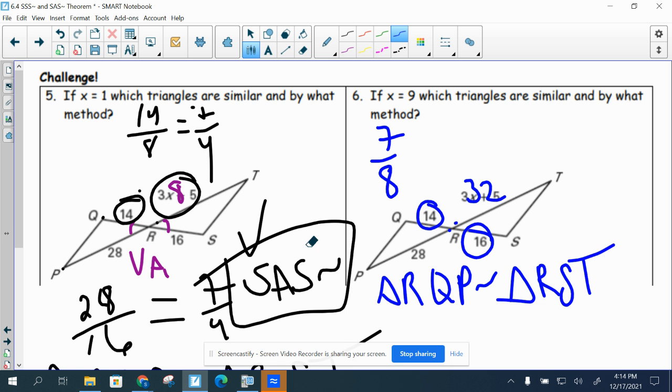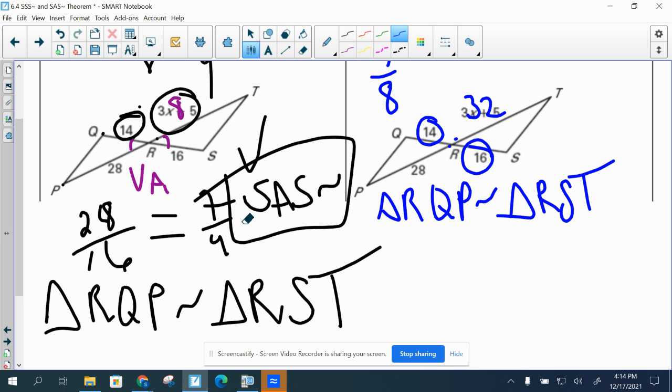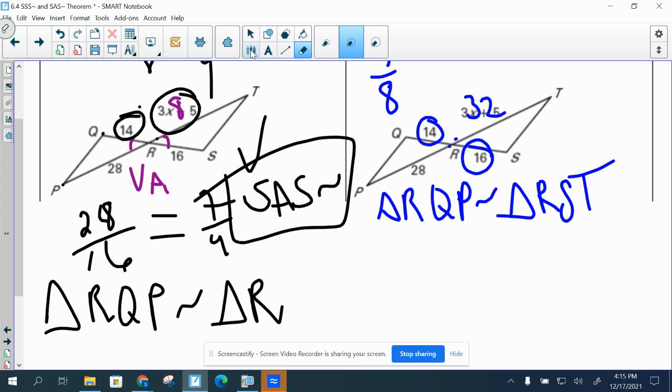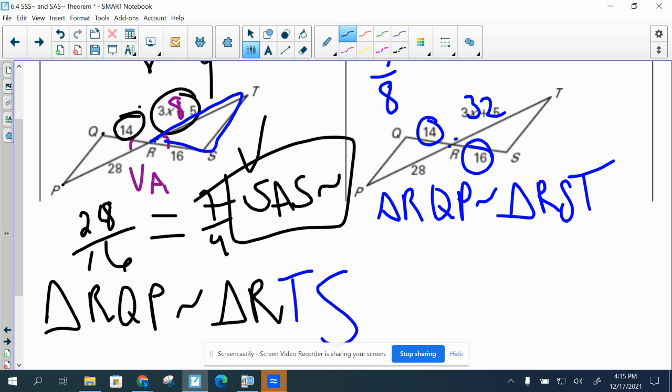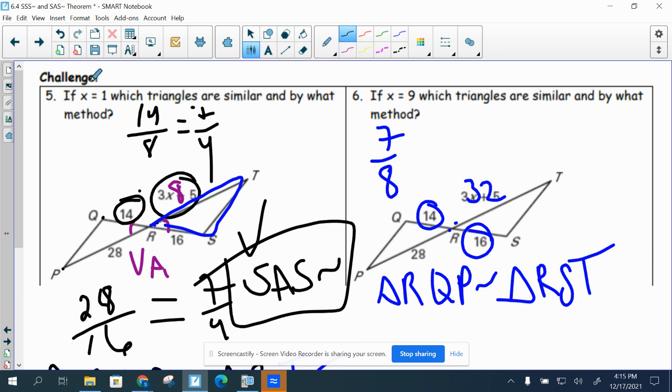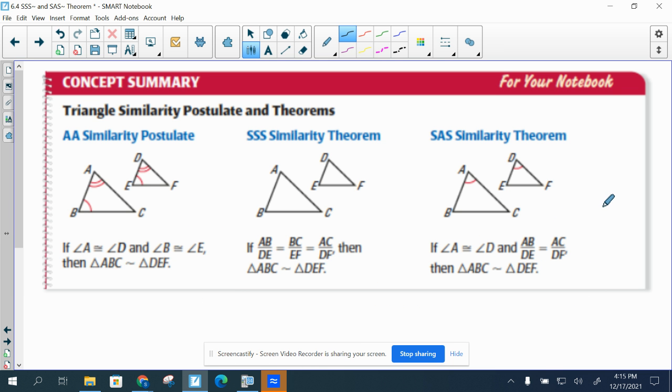Did we write it wrong earlier? I think we did. Because if this is 14, then that side is 8. Those are the two corresponding sides, technically, even though it doesn't look like 8. Okay, so a lesson in being careful that you're reading the numbers correctly and not just going by what it looks like. This should be RTS, not RST. My apologies. RTS. So, in summary, these are your 3 triangle similarity theorems that you can use for proving triangles are similar, the shortcuts for proving them similar, rather than showing that all 3 sides are proportional and all 3 angles are congruent.